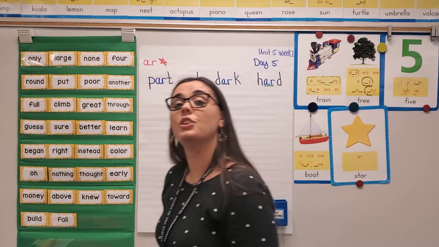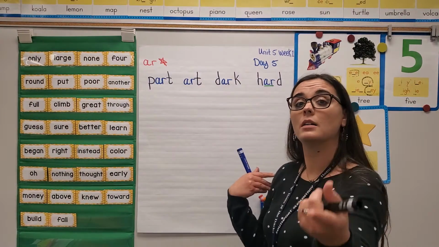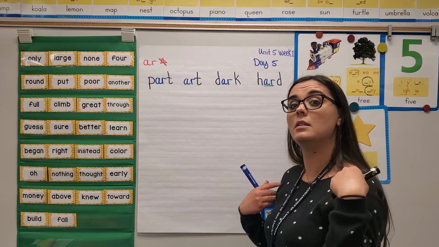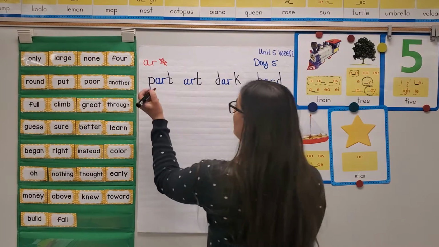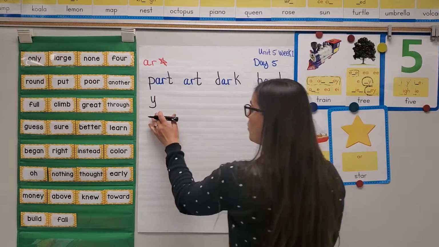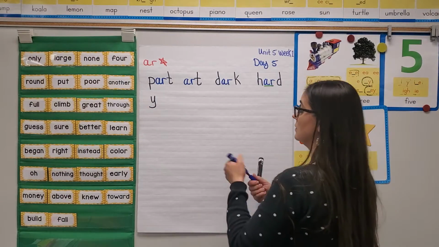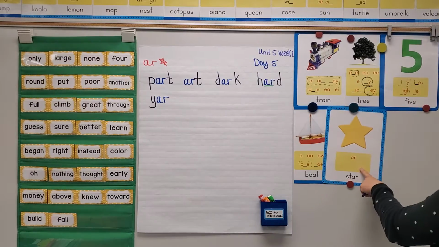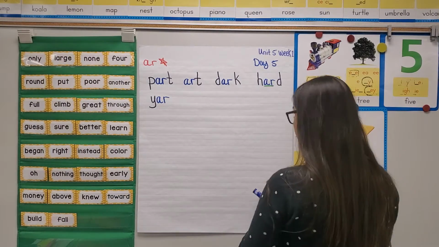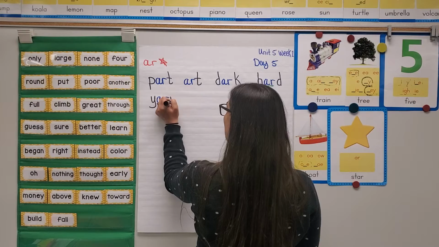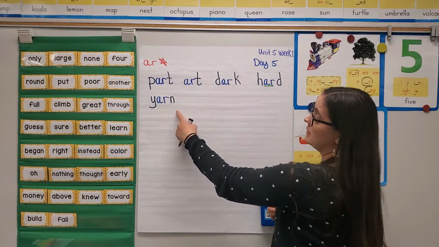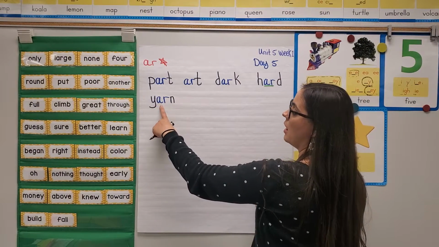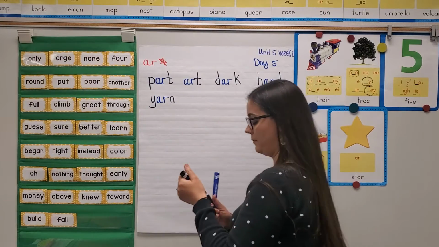Next word, yarn. Your turn. Ya, R, yarn, yarn. Y says ya. A-R, star card, R. N says nuh. Let's blend. Ya, arn, yarn.